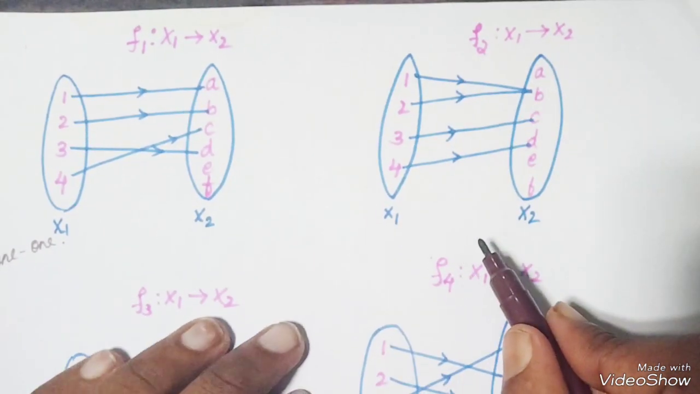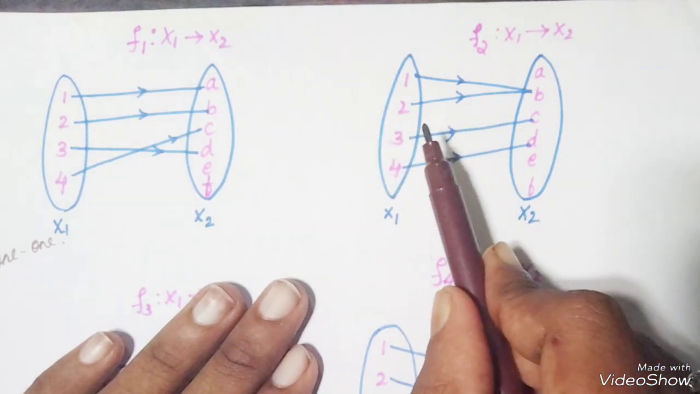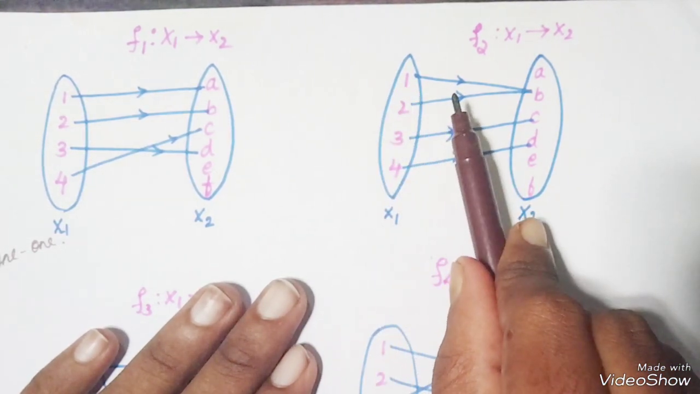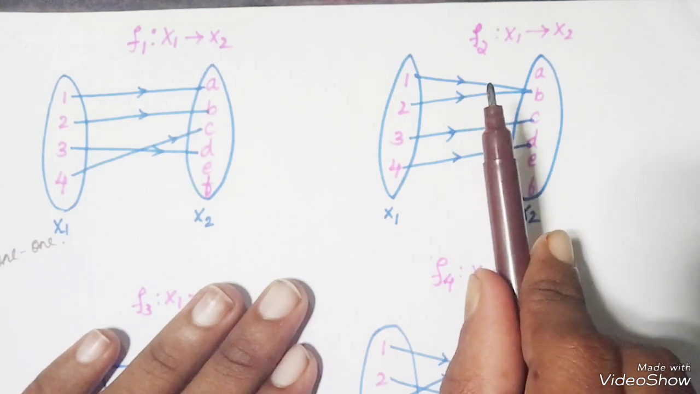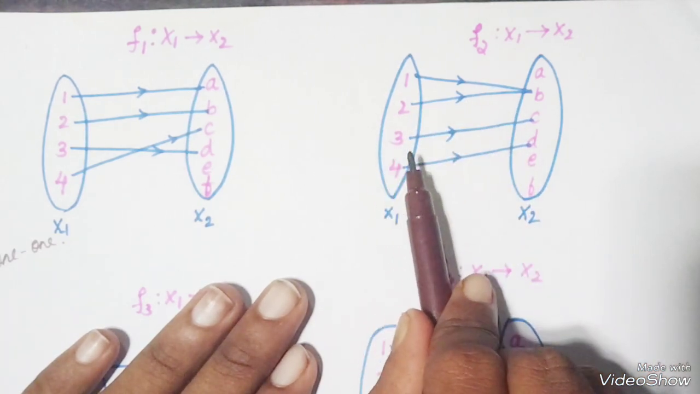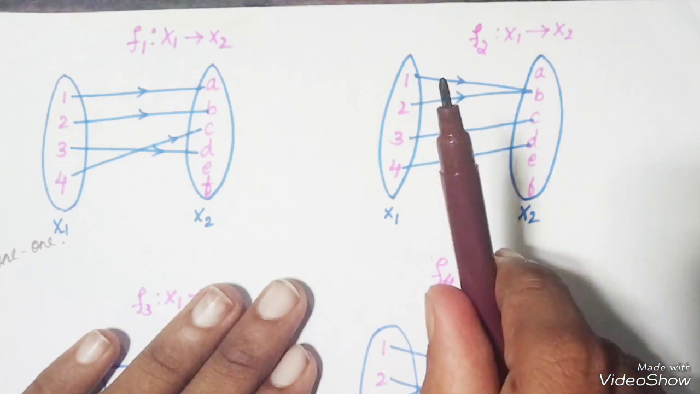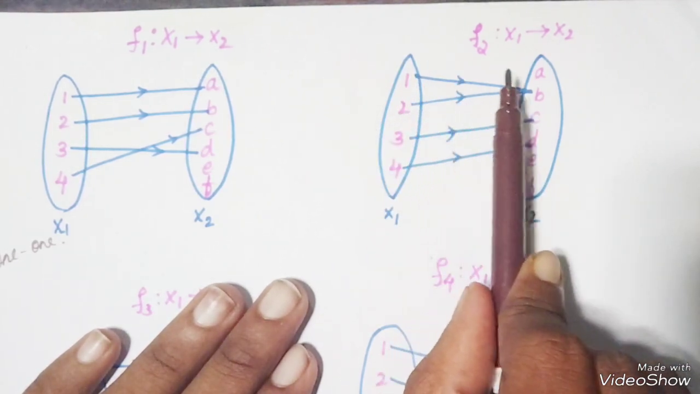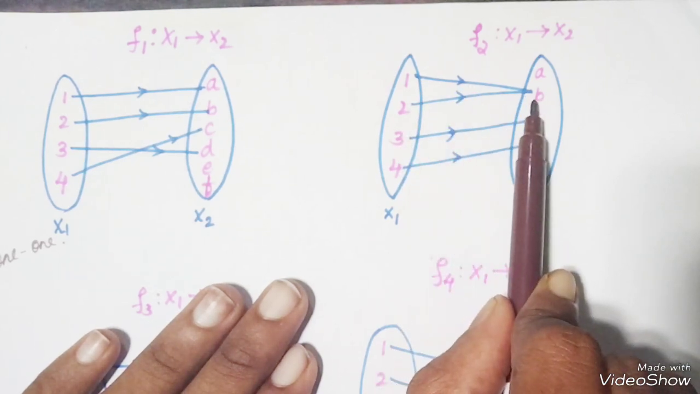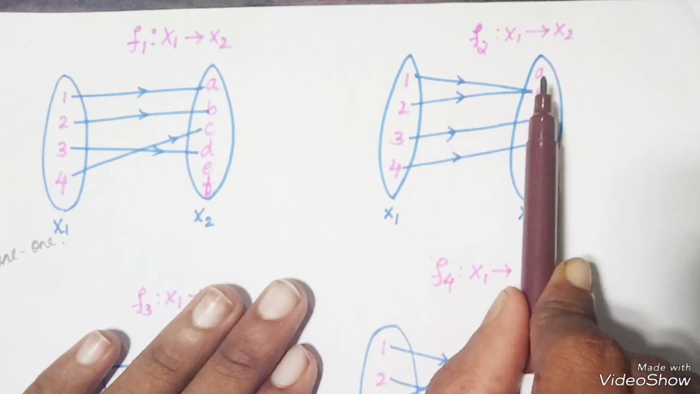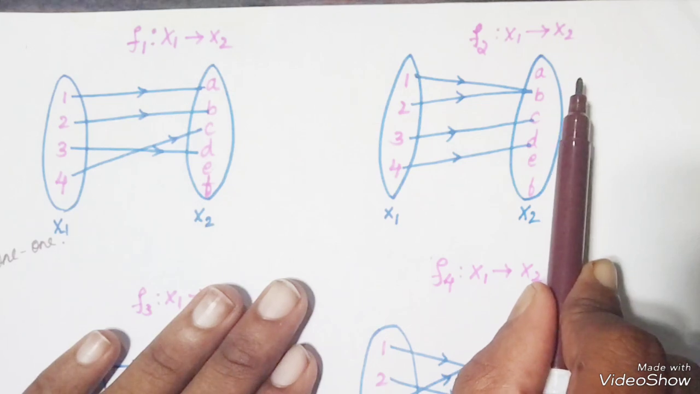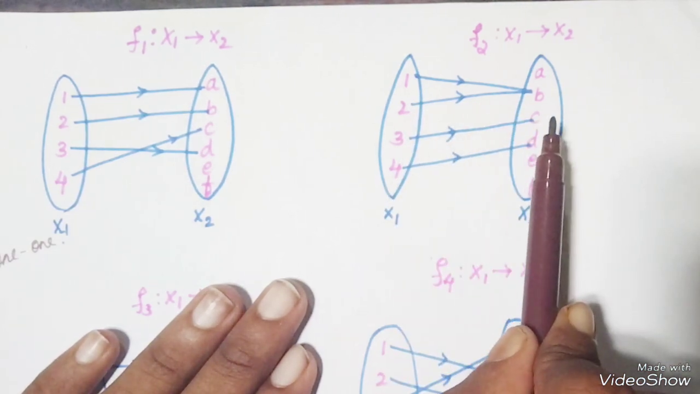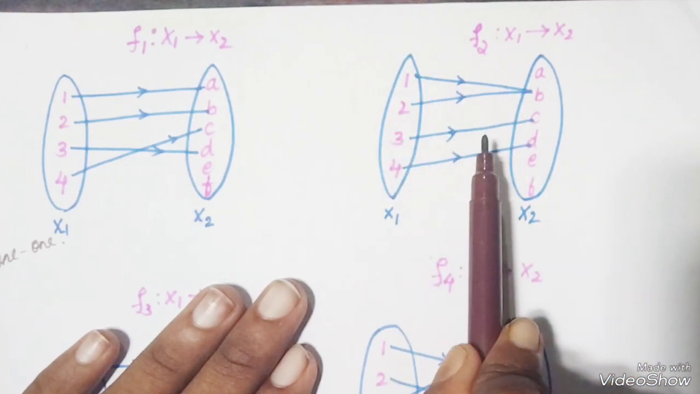Now we have to consider the second function. Here, first the one-one condition. Every distinct element has a distinct image, or every element of the first set is related with one and only one unique element in B. Here 1 is related with B, 2 is also related with B. Hence it is not a one-one function. 3 is related with C, 4 is related with D.